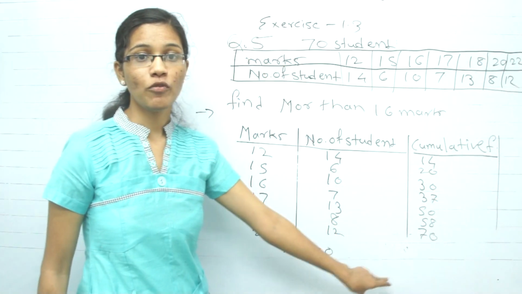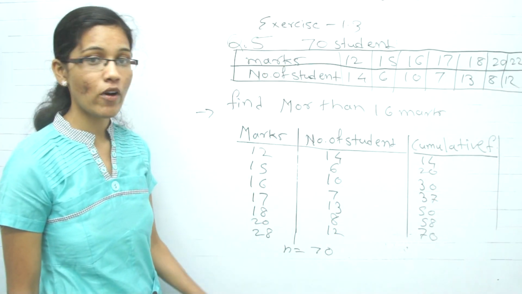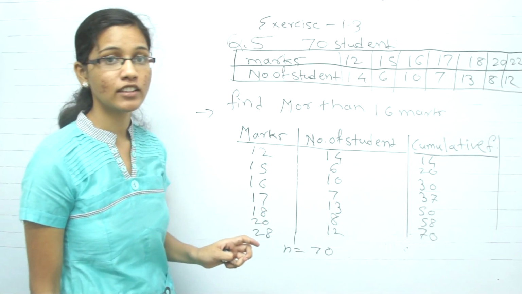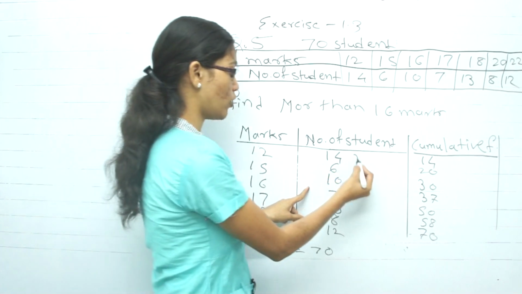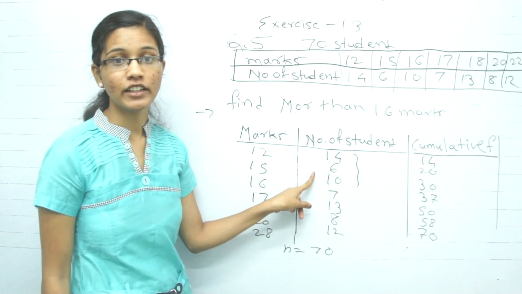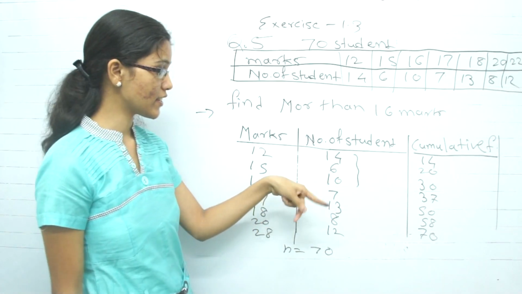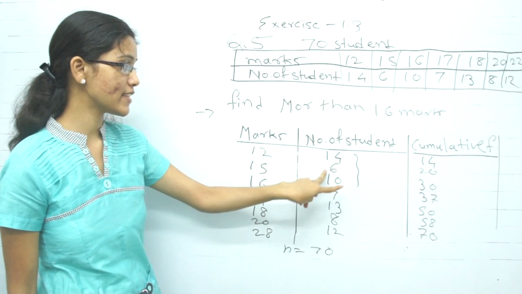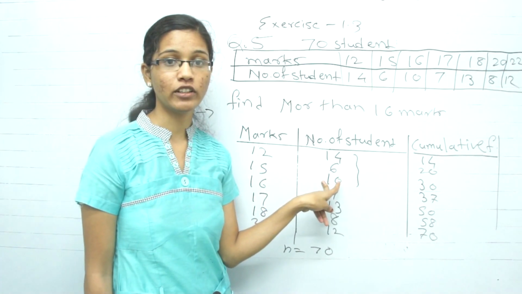Okay friends, so we say that 30 students score less than 60 marks. Less than 60 marks are those with 14, 6 and 10. 14 plus 6 plus 10 is equal to 30 students.